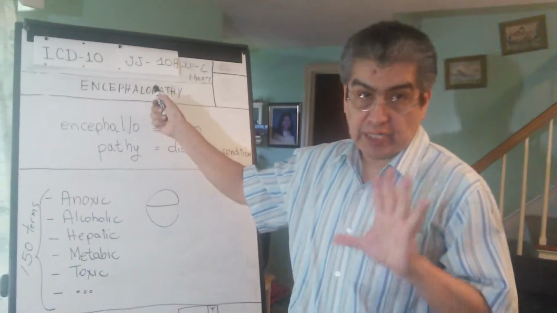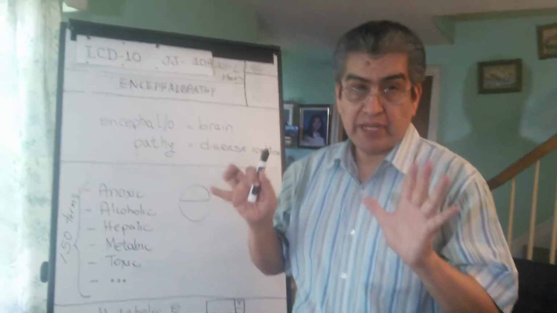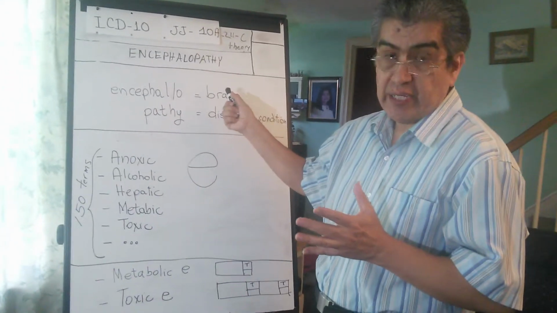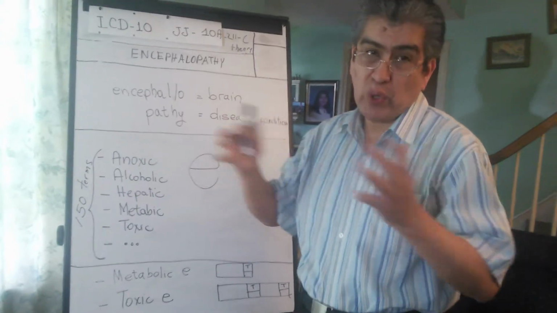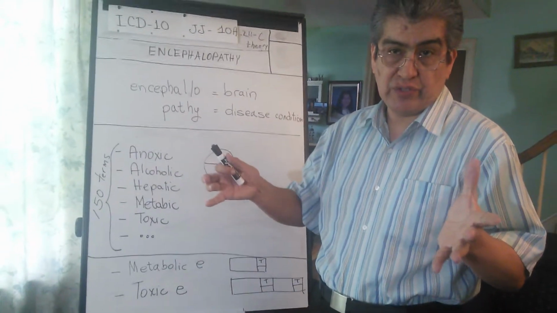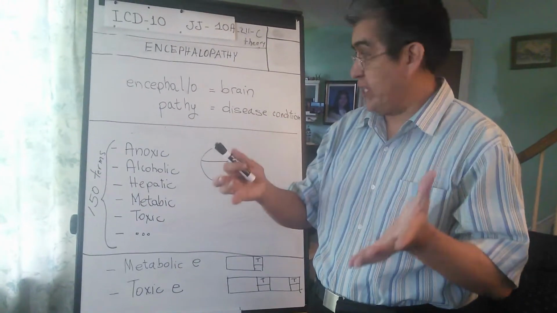Okay, let me give you a little explanation here of what we're doing. We're going to do a couple of problems about encephalopathy. Now a little explanation of what is encephalopathy. Encephalo means brain, and pathy means disorder condition. So this is a broad category. It covers like 150 conditions. Everything has to deal with a disease condition of the brain.